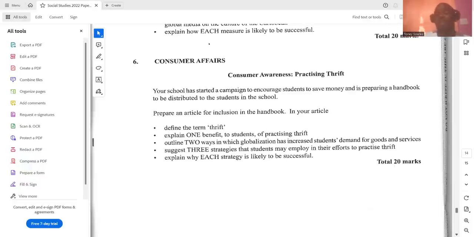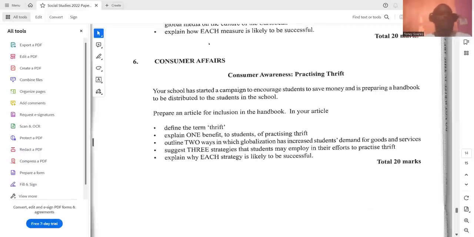Instead of taking a plane to go to wherever the item is, you can actually purchase it online, or you can actually purchase a service online. Just something like unlocking a phone. You can purchase the code from online and unlock a phone at home instead of actually taking it to a phone shop to get it unlocked.